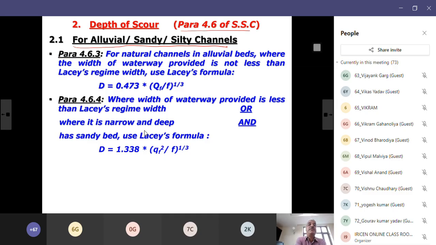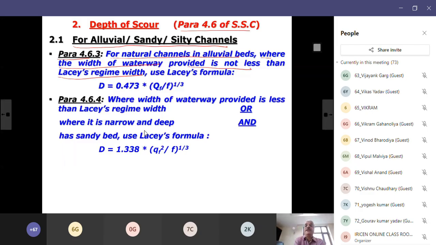The first case is covered in para 4.6.3, for natural channels in alluvial beds or silty and sandy, where the width of waterway provided is not less than Lacey's regime width. We calculated the Lacey regime width PW as C under root Q, some 4.11 or something. If we have provided more width than that, the actual width. Normally we say sometimes we reduce, sometimes we increase, depending on the situation.